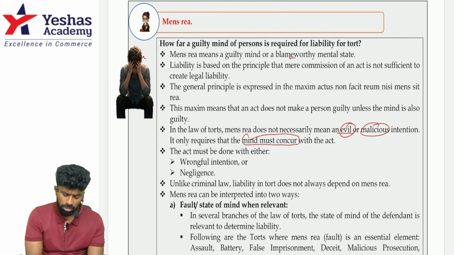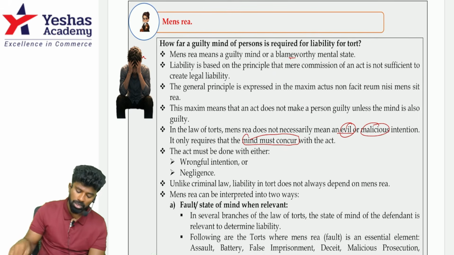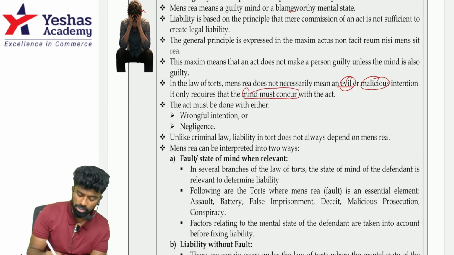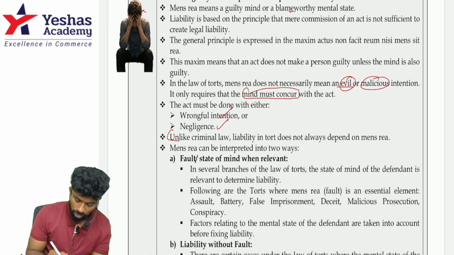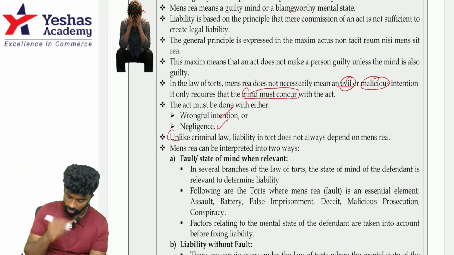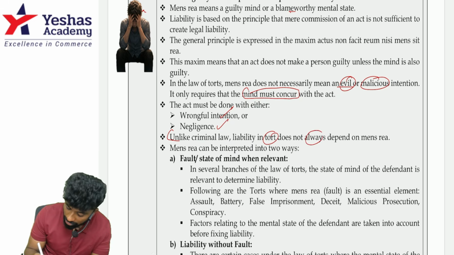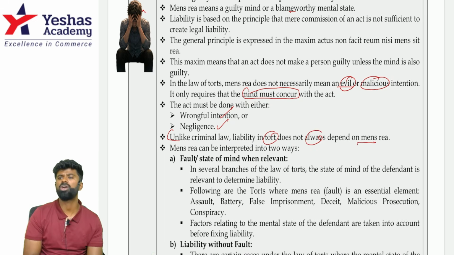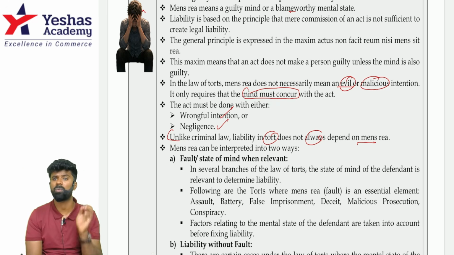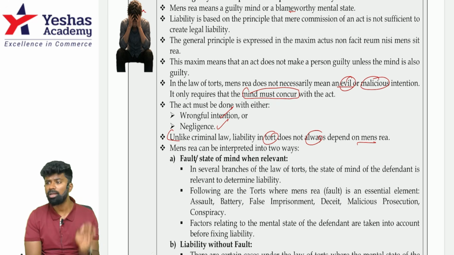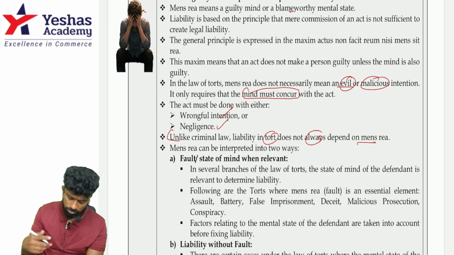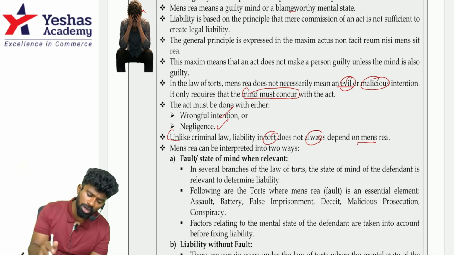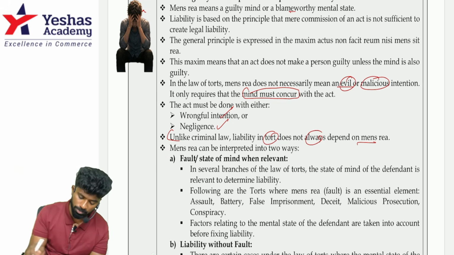The act must be done with either wrongful intention or negligence. Unlike criminal law, liability in a tort does not always depend on mens rea. There are cases where a person can be held responsible even when you don't have mens rea. So we can classify mens rea into two categories for the purpose of tort.